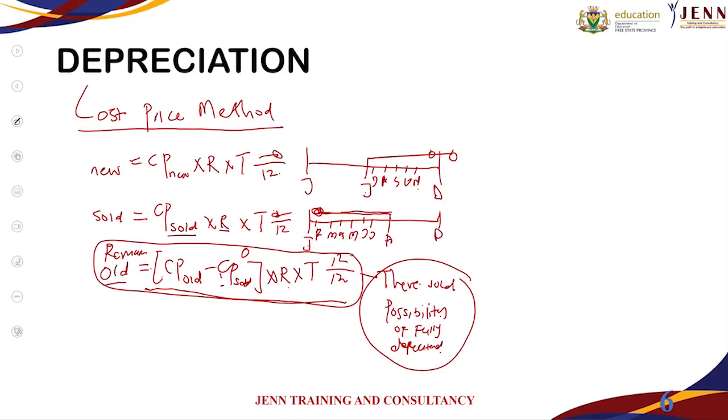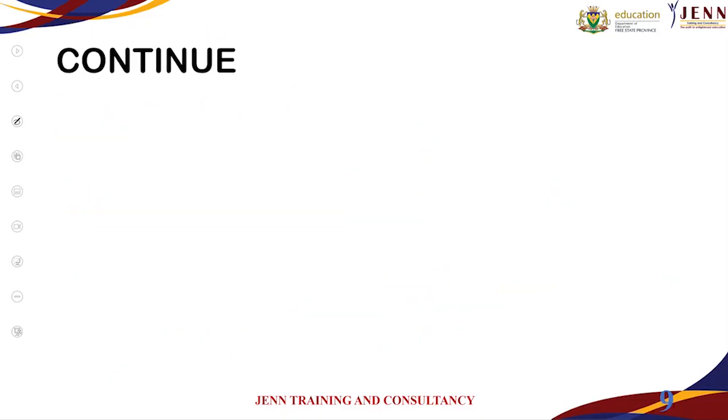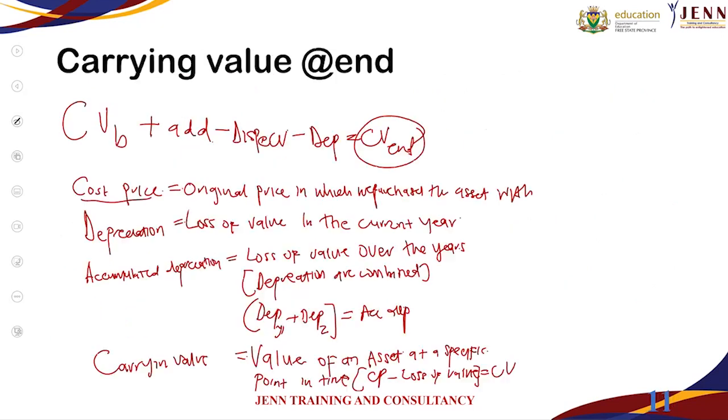Or we can use this one, where we talked about the carrying value at the end: carrying value at the beginning plus additions minus disposals at carrying value minus depreciation at the end. Why is that so? Because land and building does not lose value. The cost price method and the carrying value method can both work.